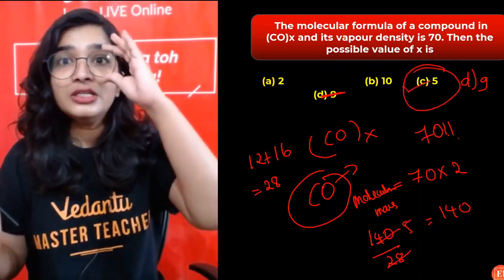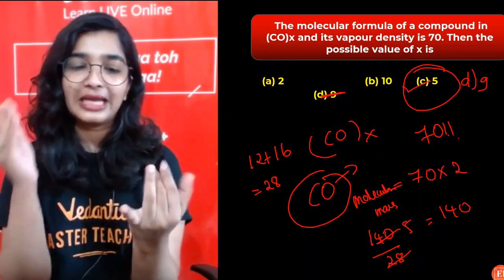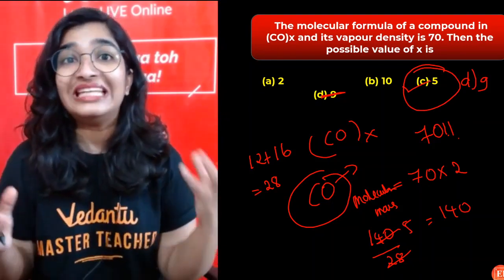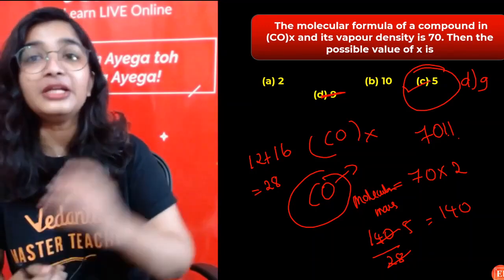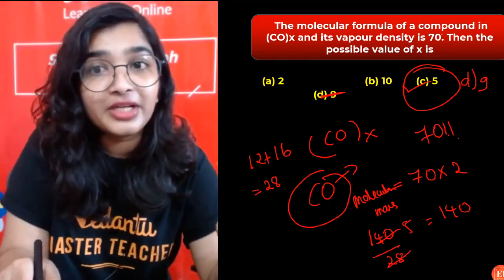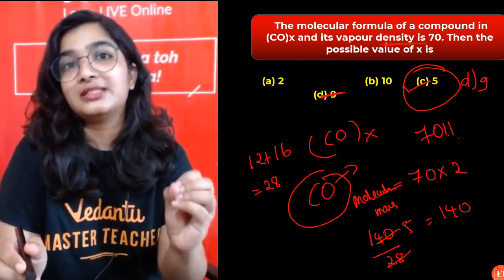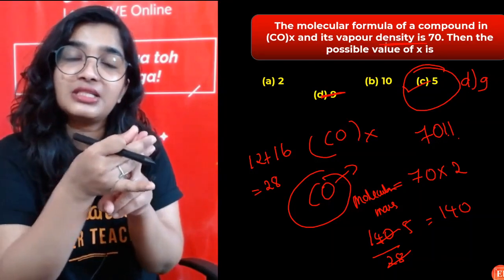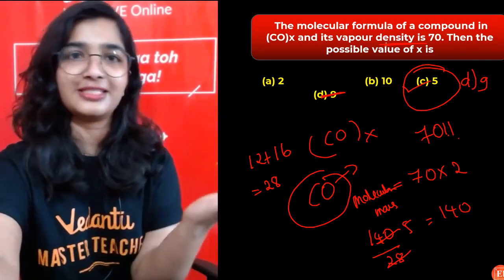You got it, no? So they have not directly given you the molecular mass. Generally, if you have to determine the molecular formula, we should know the molecular mass as well as the empirical mass, right? They have not mentioned the molecular mass directly, but they have given you the vapor density. So one thing you have to know is the relationship between molecular mass and vapor density: vapor density into 2 will give you the molecular mass.